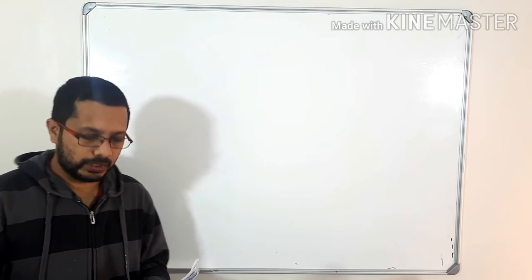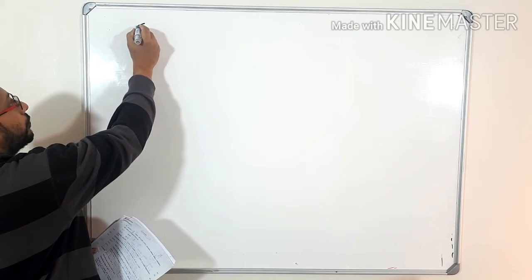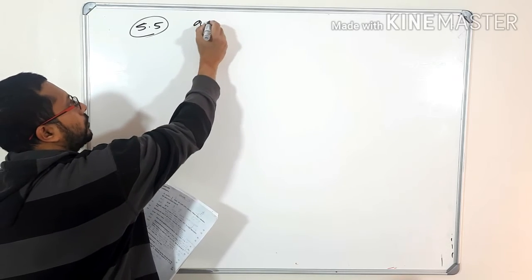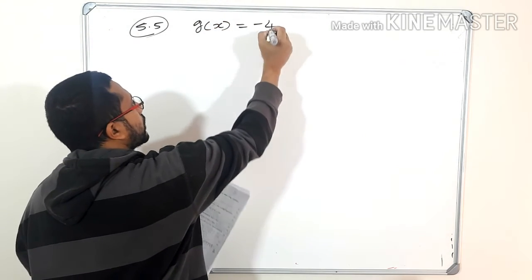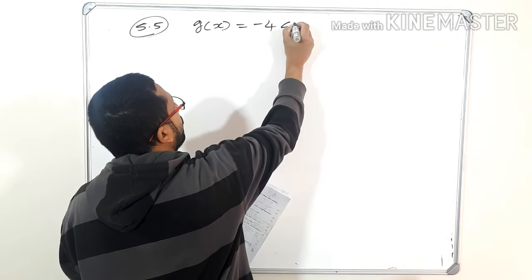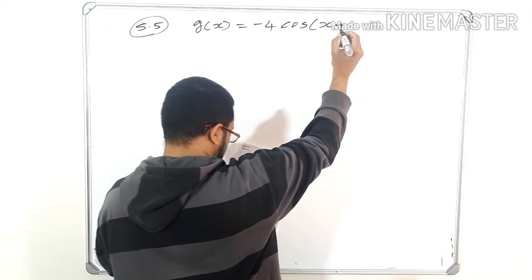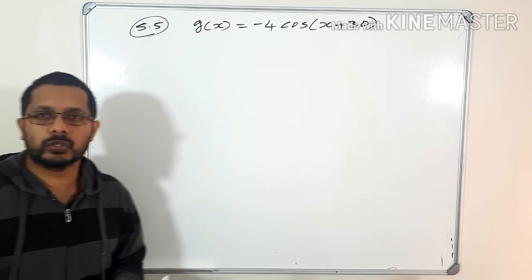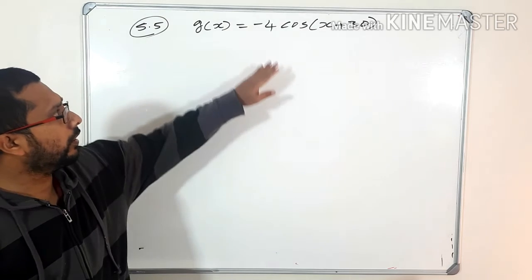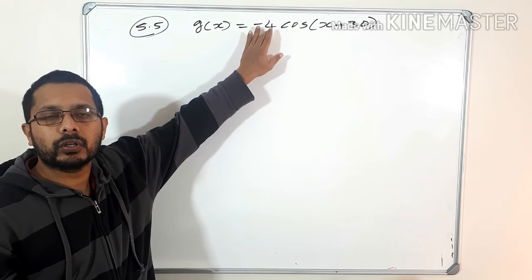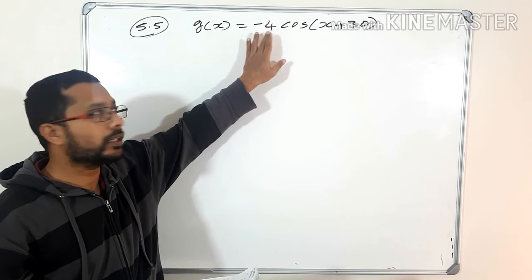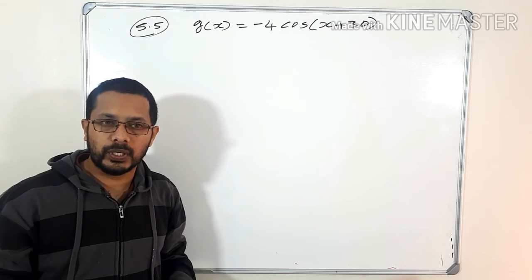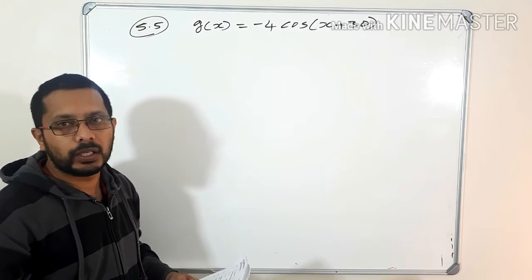Okay, look at the next question, 5.5. Question number 5.5. What is that question? g of x is equal to minus 4 cos of x plus 30. g of x is equal to minus 4 cos of x plus 30. So can you say what is the name of this 4, or this minus 4? Minus 4 cos x plus 30. What is this 4 stands for? 4 stands for the amplitude.